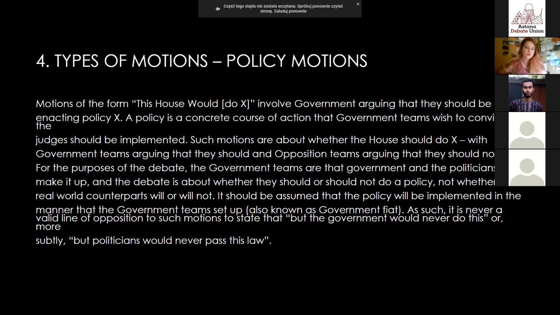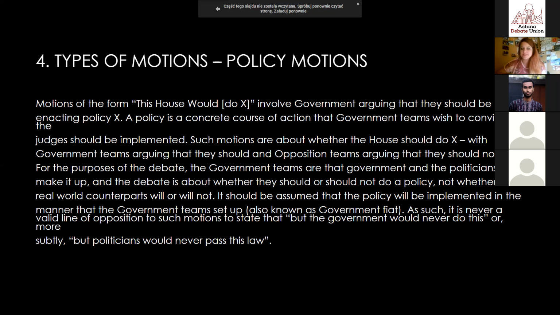So motions of the form "this house would do X" involve the government arguing that they should be enacting policy X. A policy is a concrete course of action that government teams wish to convince the judges should be implemented. Such motions are about whether the house should do X, with government teams arguing that they should and opposition teams arguing that they should not. For the purpose of the debate, the government teams are the government and the politicians that make it up. And the debate is about whether they should or should not do a policy, not whether their real world counterparts will or will not. It should be assumed that the policy will be implemented in the manner that the government teams set up, also known as government fiat.